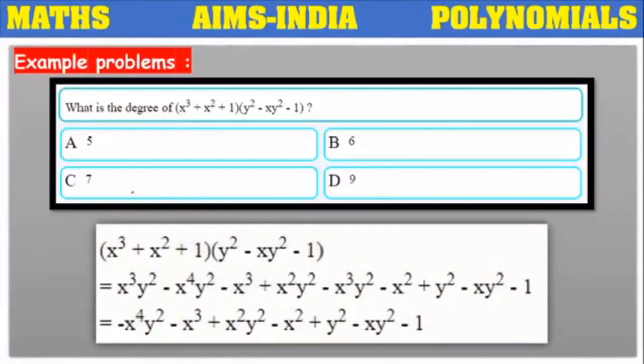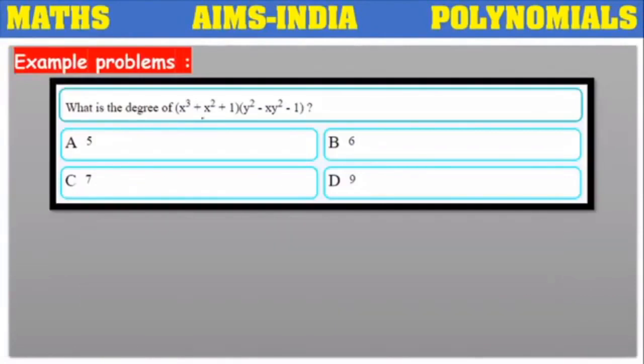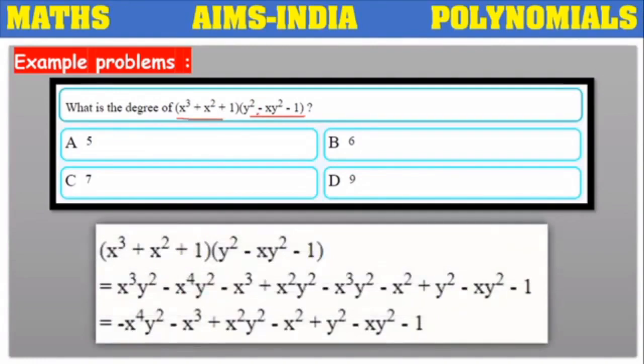So next example. What is the degree of the product of two expressions? Here they have given two expressions. Each expression has 3 terms. Now they are asking the degree of the product of the two expressions. If you multiply these two, one expression will come. For that expression, we have to find the degrees of all the terms. Then the highest degree will be considered as the degree of the polynomial. So we have to multiply both the polynomials.